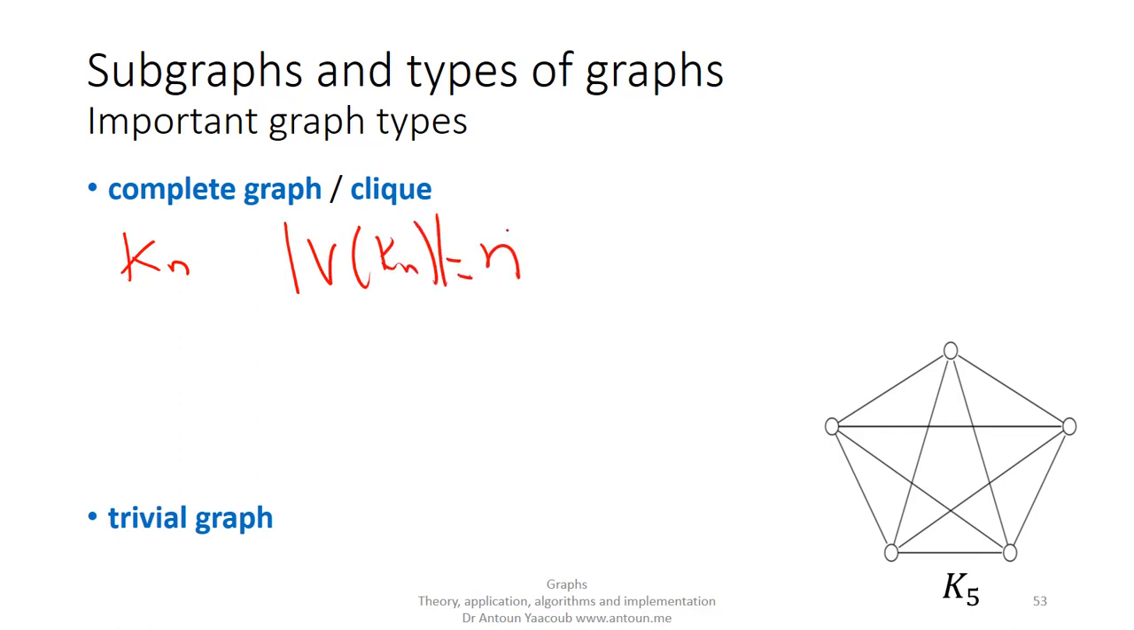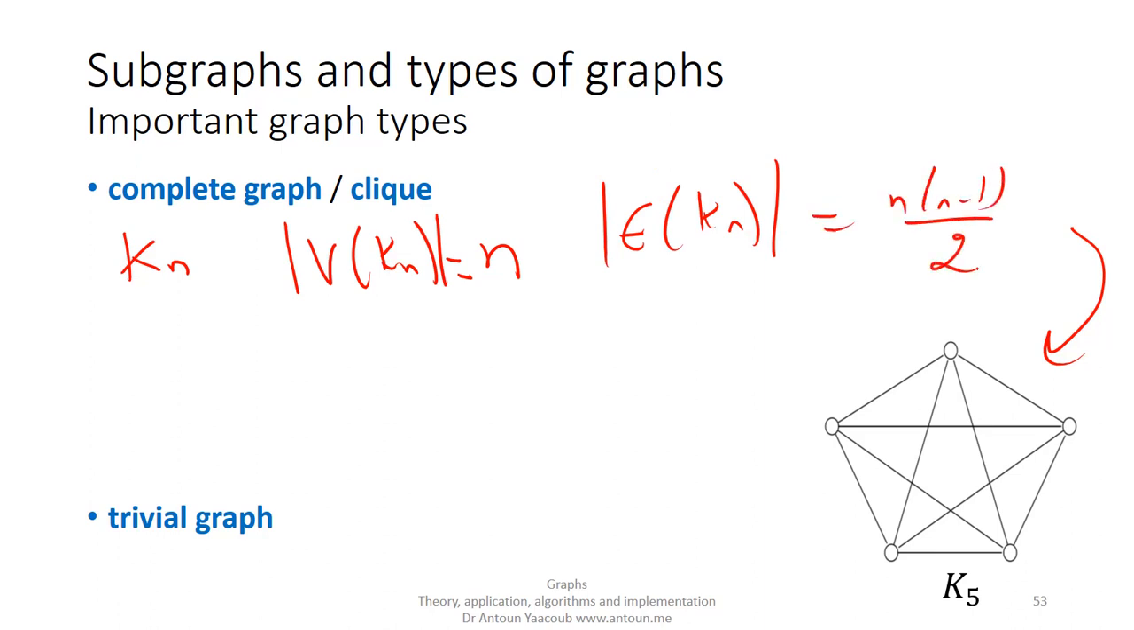So whenever we tell you to draw, for example, K2, we know that there are 2 vertices. Whenever we tell you to draw K5, you know that there are 5 vertices. And the number of edges of Kn is equal to n times n minus 1, over 2. In the theory, they write it as n times n minus 1 over 2. So this is an example of K5.